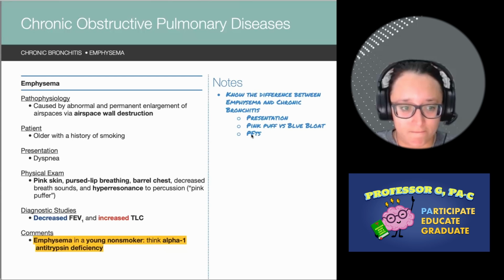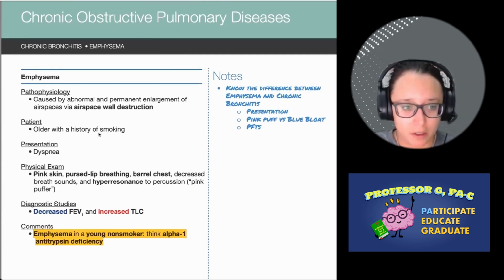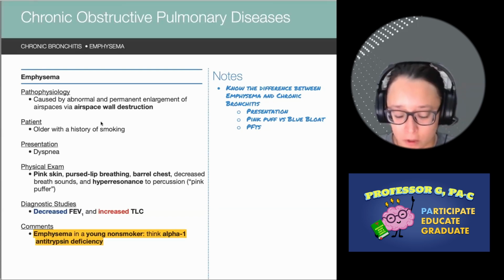So this is emphysema. Let's talk about emphysema first here. We know emphysema is a problem with the lung parenchyma. So the airspace and the alveolar walls get less elastic. They lose their elasticity and they lose their lung tissue. So you lose area for diffusion of oxygen and carbon dioxide.